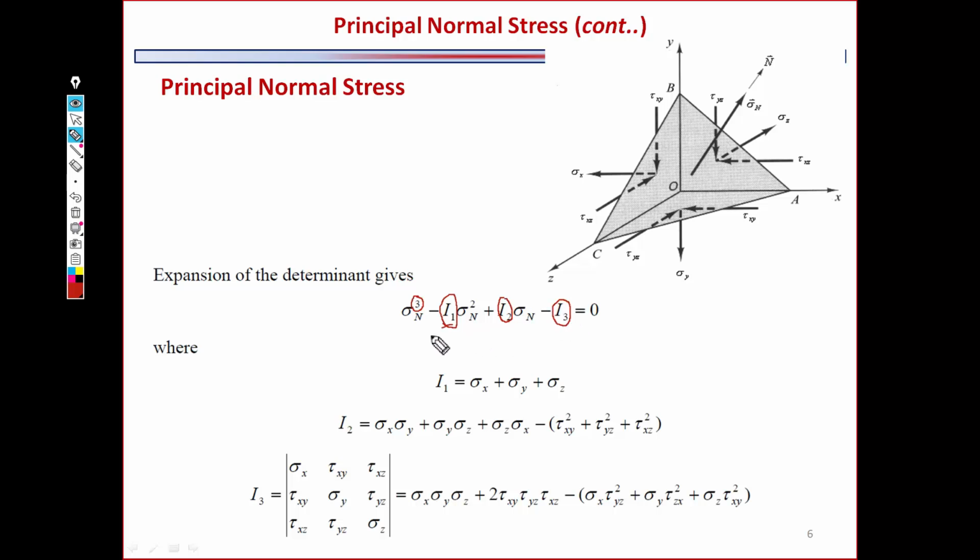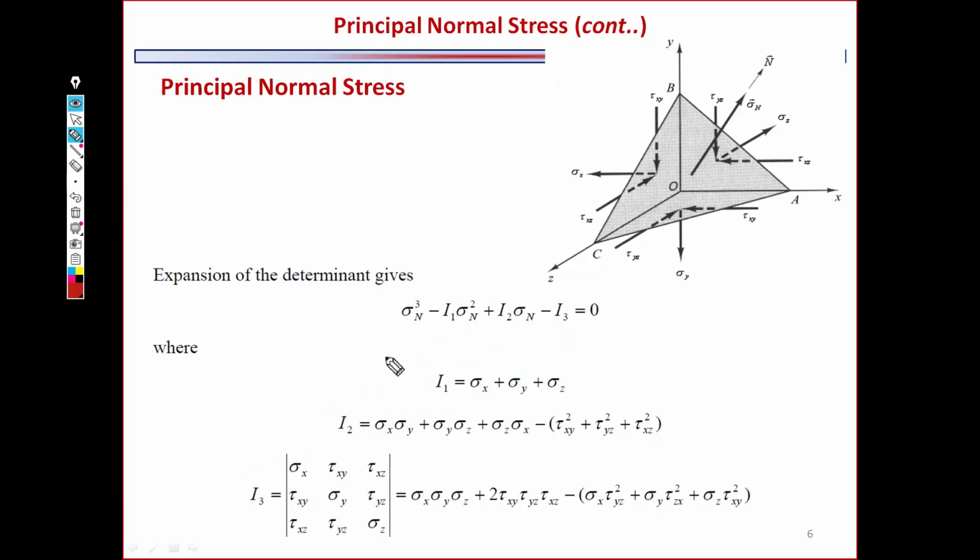The value of I1 is given by sigma x plus sigma y plus sigma z. The value of I2 is given by sigma x multiplied by sigma y plus sigma y multiplied by sigma z plus sigma z multiplied by sigma x minus the bracket tau xy whole square plus tau yz whole square plus tau xz whole square. And the value of I3 is given by the determinant of the matrix we have chosen, which contains the normal stress and shearing stress values.